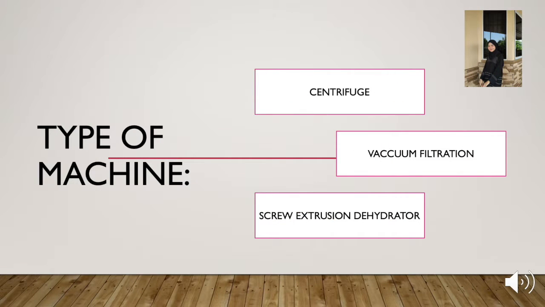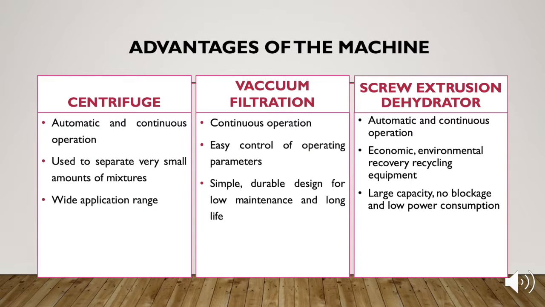The types of machine used for solid-liquid separation are centrifuge, vacuum filtration, and also screw extrusion dehydrator. Next, I would like to explain the advantages and disadvantages of each machine. The advantages of the machine. For centrifuge, it is automatic and continuous operation, which is easier to operate. It is used to separate very small amounts of mixtures and can be used in a wide application range.